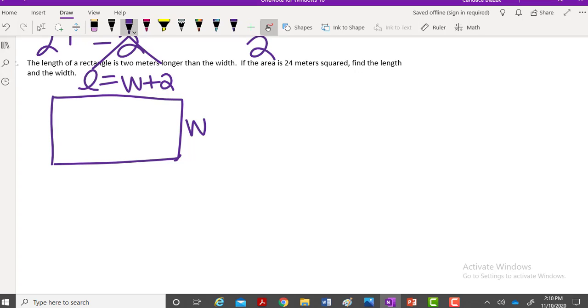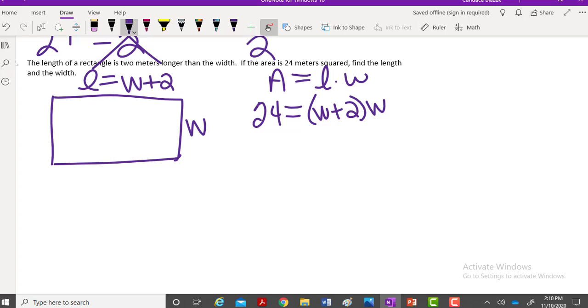I know their area is 24 meters squared. Okay, well, the formula for area is area equals length times width. Substitute in what you know. I know the area is 24 meters squared. I know the length. Well, let's replace it with W plus 2, because then it's down to one variable. I distribute to solve.